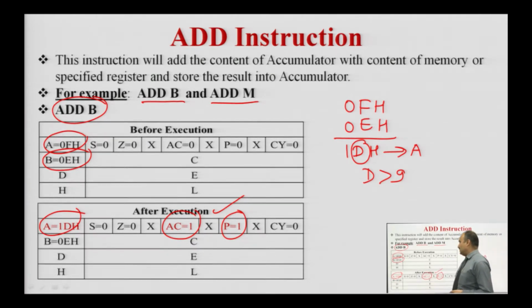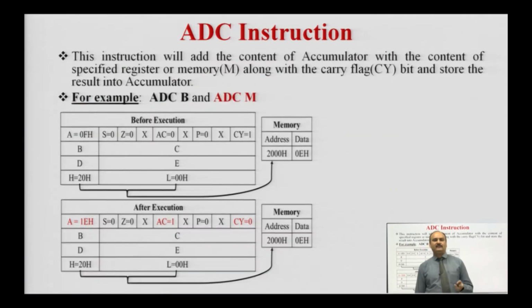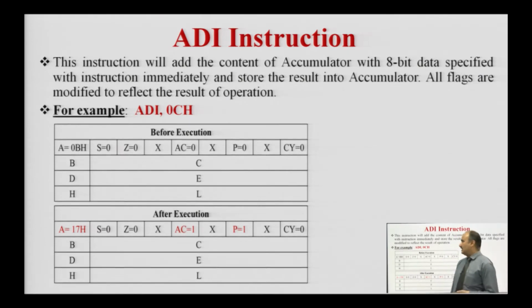So, this is the meaning of the ADD instruction. This instruction will add the content of the B register with the content of the accumulator. Next instruction is the ADI instruction. This instruction will add the content of the accumulator with the 8-bit data which is specified with the instruction immediately. So, this is a 2-byte long instruction. The first byte is the operation code and the second byte is the immediate data specified with the instruction.